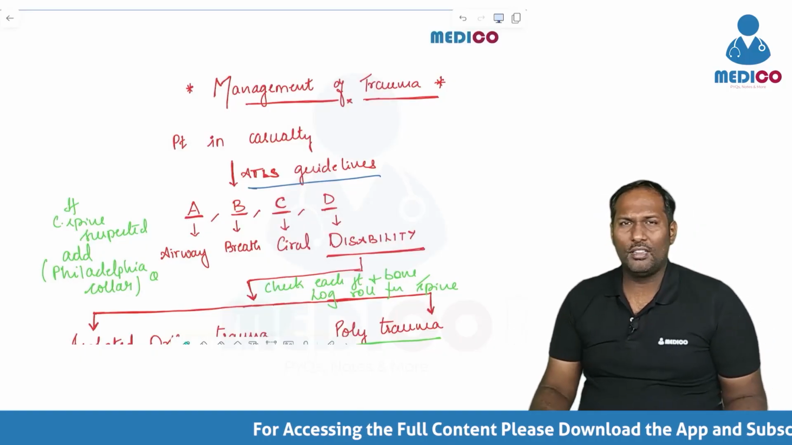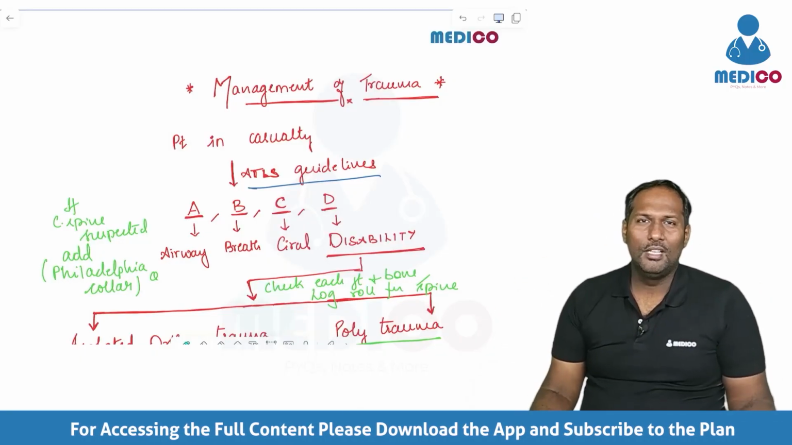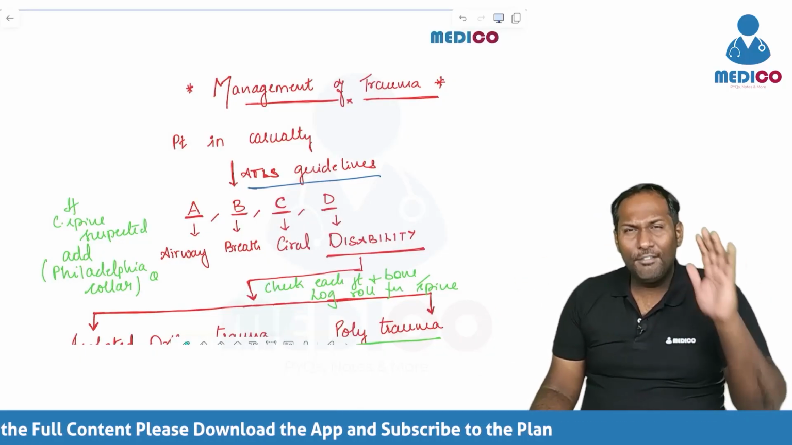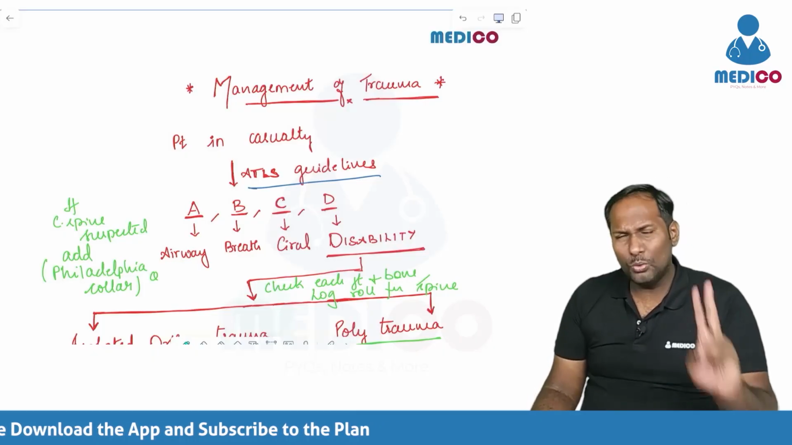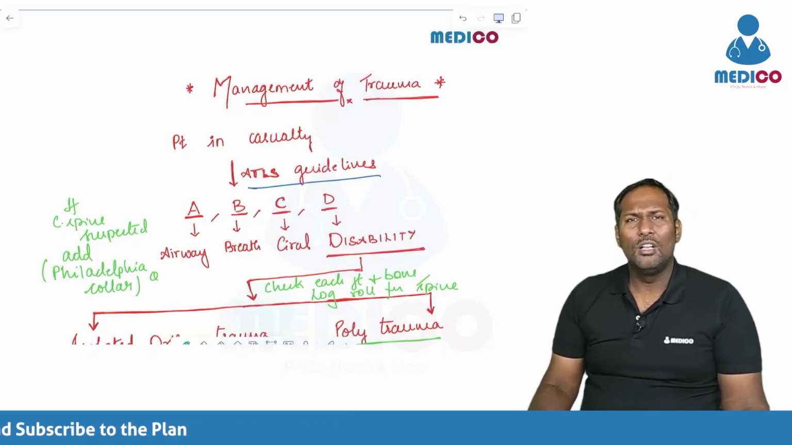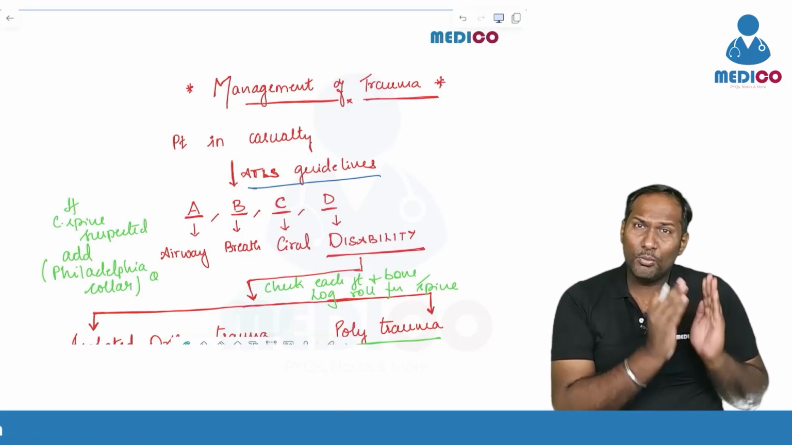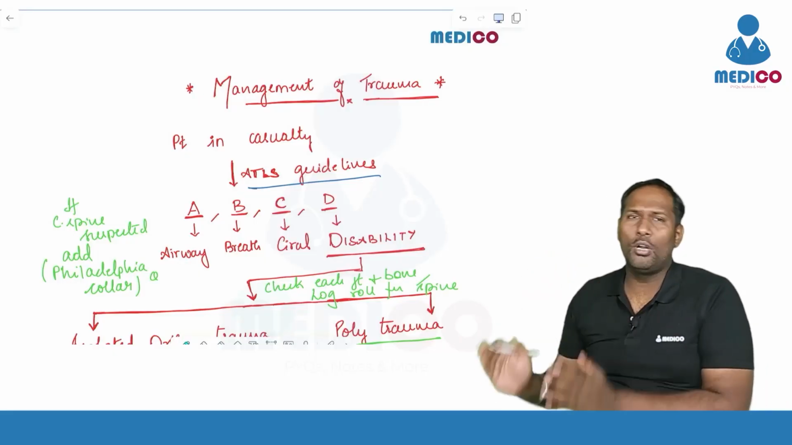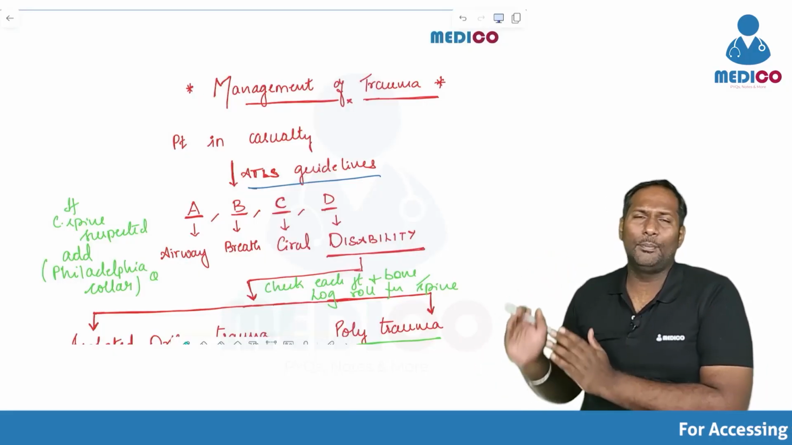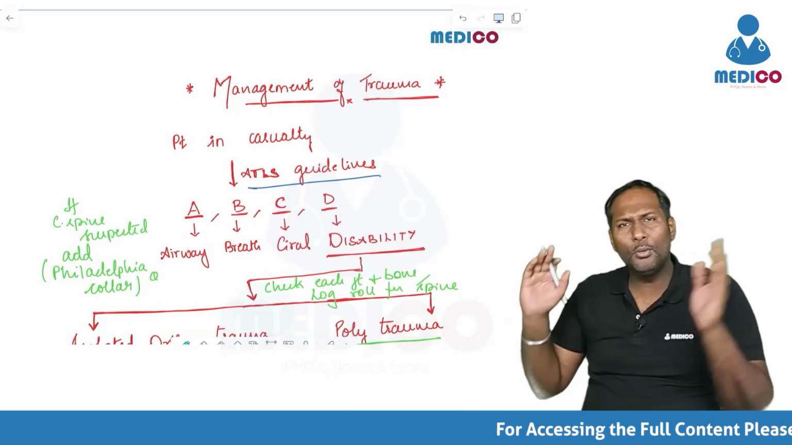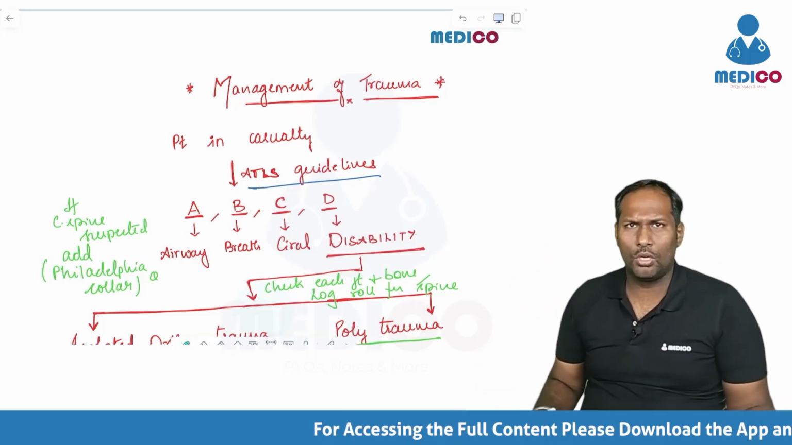Now coming to the important things, management of trauma. Based on these, every year you get one or two questions. Two basic concepts you'll have to understand. What do you do with an isolated monotrauma or if it is a polytrauma? In polytrauma, is the patient stable or unstable? If you get this concept correct, you will never go wrong in the questions.